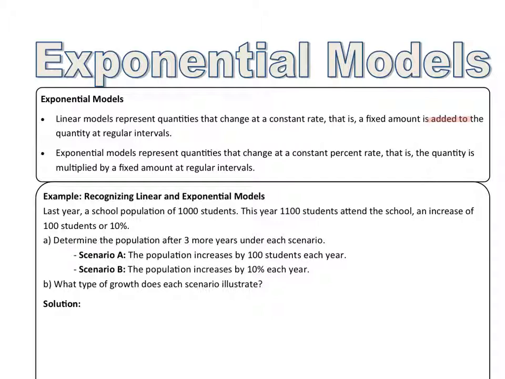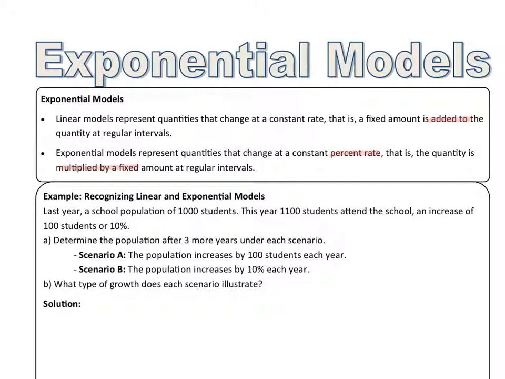But exponential models represent quantities that change at a constant percent rate. And that means the quantity is multiplied by the same amount. So linear is added by the same amount every time, and exponential models are multiplied by the same amount. Multiplied or divided, depends on how you look at it, but it's always the same multiplication in this case.